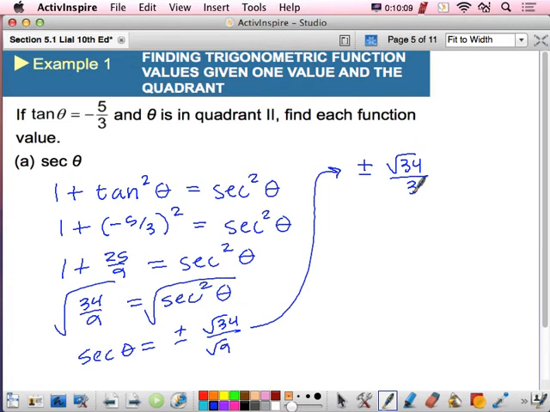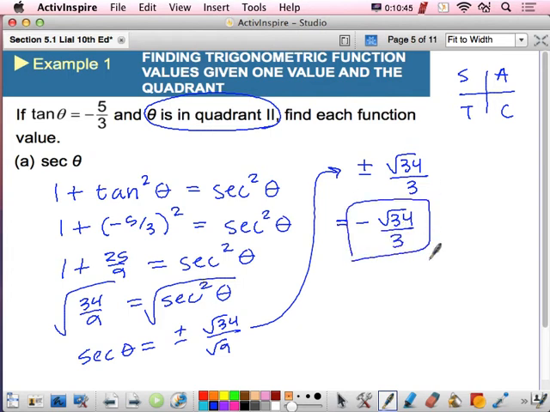That's what secant equals. You can't leave both plus and minus. You need to narrow it down. But I give you information about the quadrant so that you can figure out whether that's positive or negative. It says that the angle is in quadrant 2. Well, in quadrant 2, we know that sine and cosecant are positive. Secant would be negative. And so at the very, very end, you use the quadrant information to choose whether it's positive or negative. Square root of 34 will not simplify, but the square root of 9 reduces down to 3. And that is how you use a Pythagorean identity to find a missing trig function value.